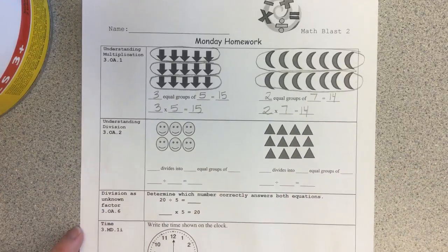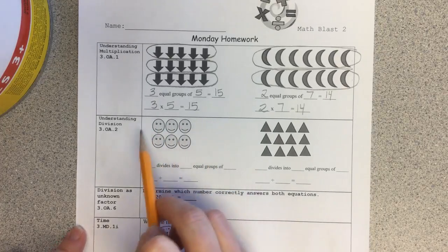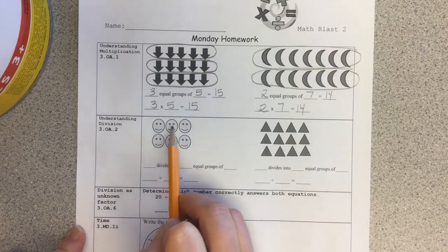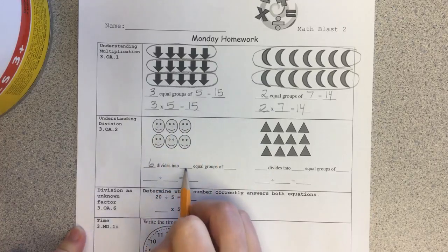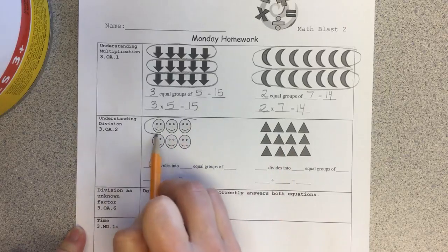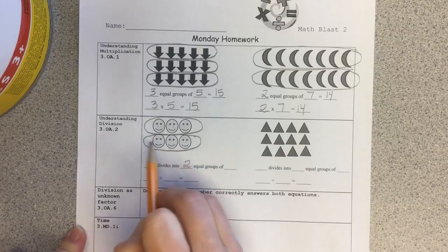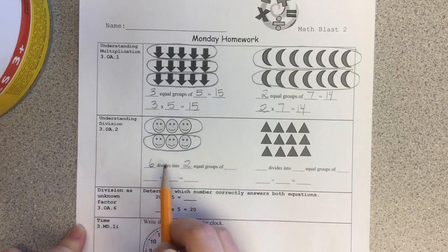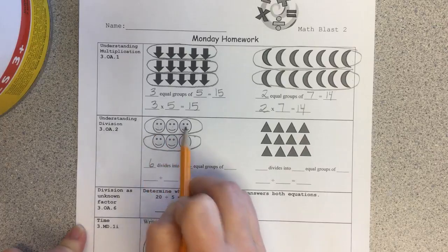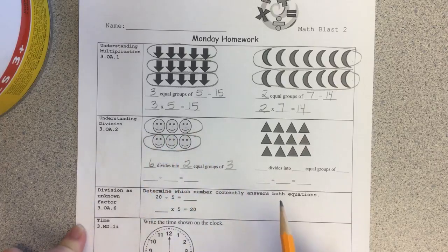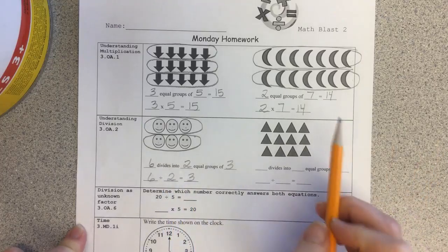In the second box, we're looking at division. So I need to figure out the total number of items. I have 6 total items, and those 6 items are divided into 1, 2 equal groups. Remember, the rows are groups. So 6 items divides into 2 equal groups of 1, 2, 3 items in each group. 6 divided by 2 equals 3.